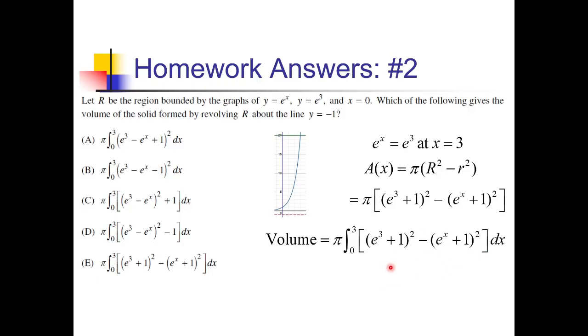Does that match any of my answer choices? Let me look at the one that has the most stuff in it, choice E. We've got the pi, the 0 to 3, we've got big R, we've got small r. It looks like E is our match.